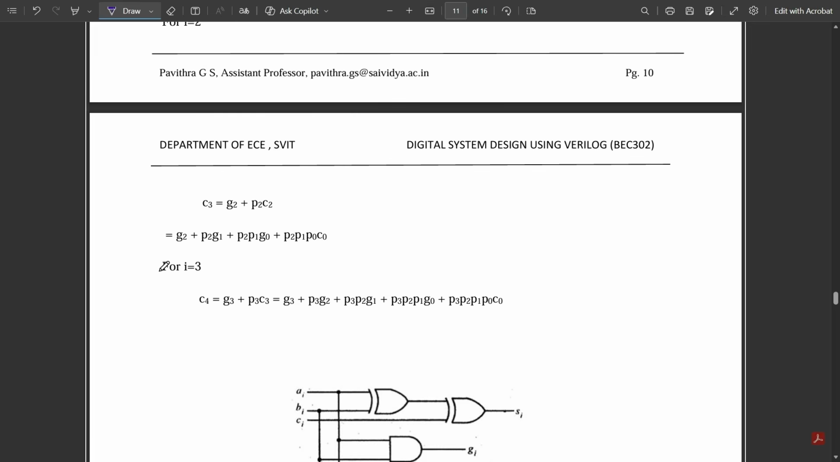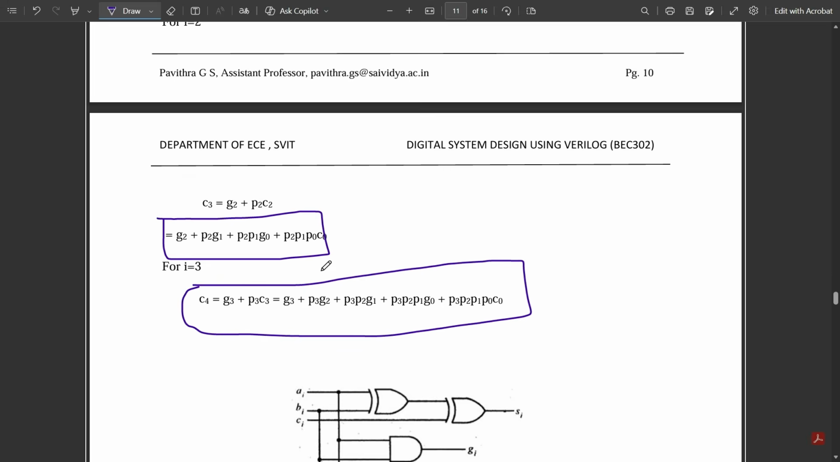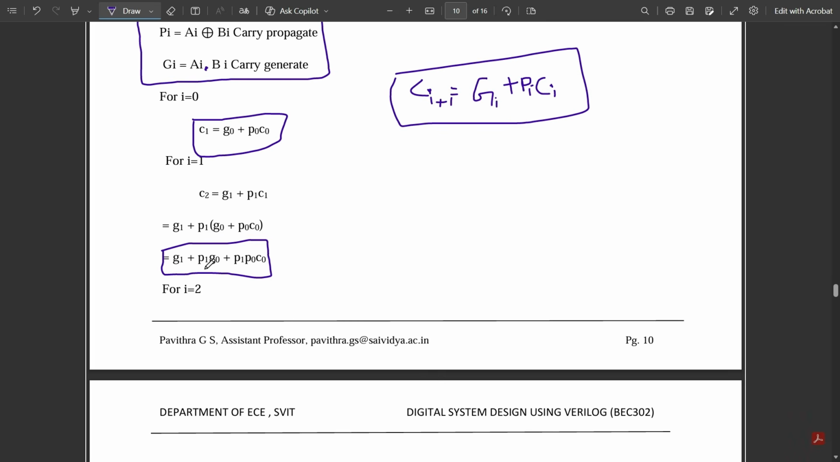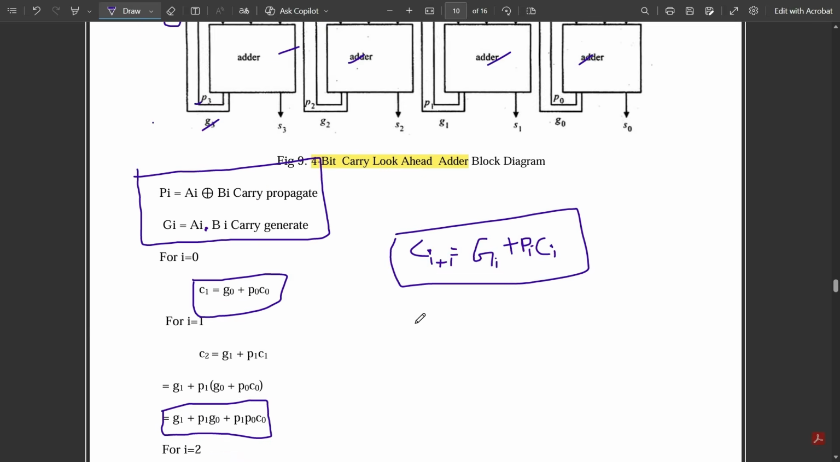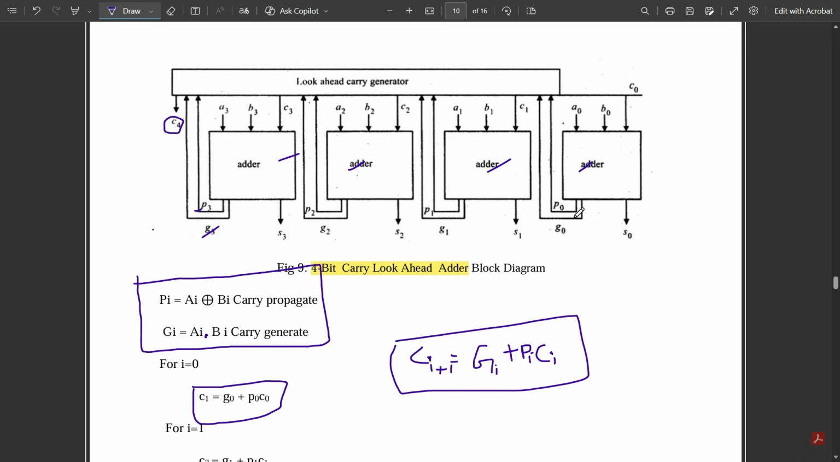Like this, the same for i is equal to 3, so that you would be getting C4 as well. Like this, you should be calculating all the four stage carries starting from C1 up to C4, so that this complete carry lookahead network would be generated. So hope this is clear.